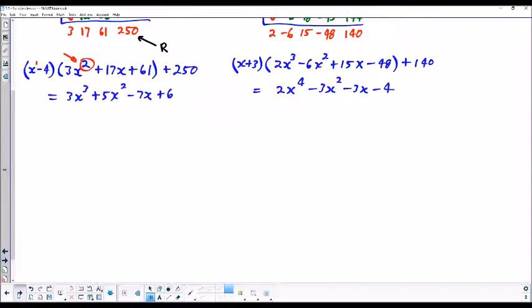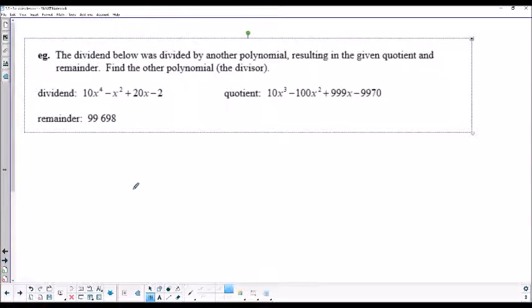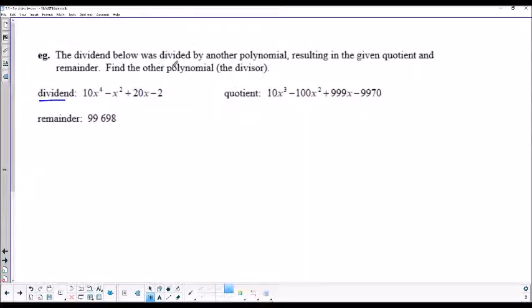I'm going to check a couple little problems here. The dividend below, here's our dividend. The dividend was divided by some other polynomial, which we don't know. Of course, that would be the divisor, resulting in the given quotient and remainder. We want to find that other polynomial, so the divisor. So we're given all these parts. And so this is where the division statement really comes in handy.